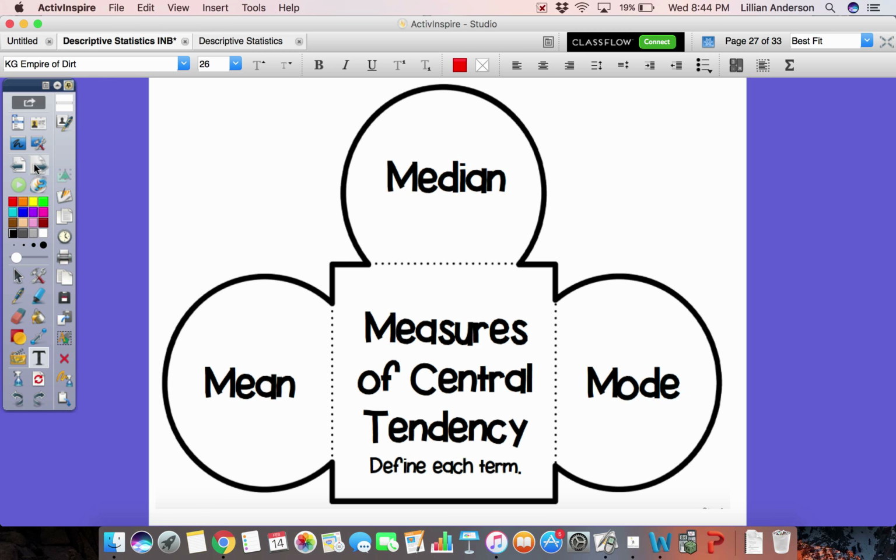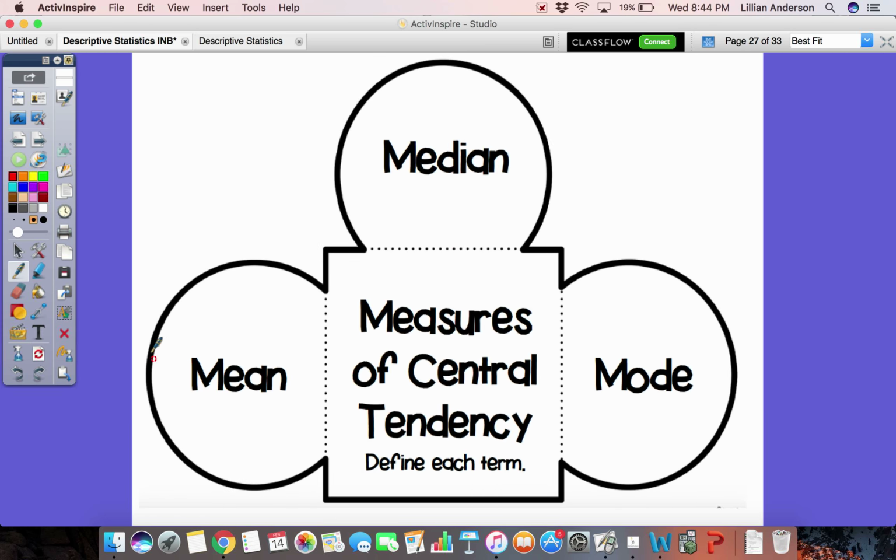You guys should have received this foldable, and what you're going to do is cut out around the circles. Okay, so cut around the solid, and you're going to fold at the dotted to create like a little petal. All right, and so go ahead and pause the video, cut it out if you haven't already.